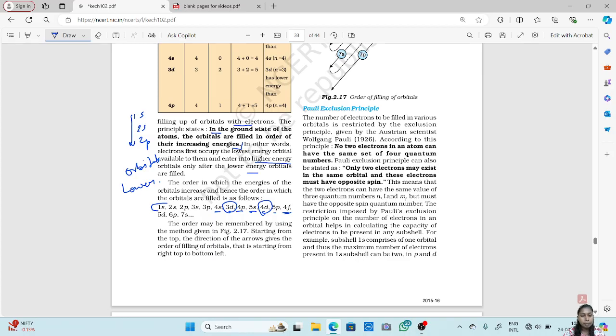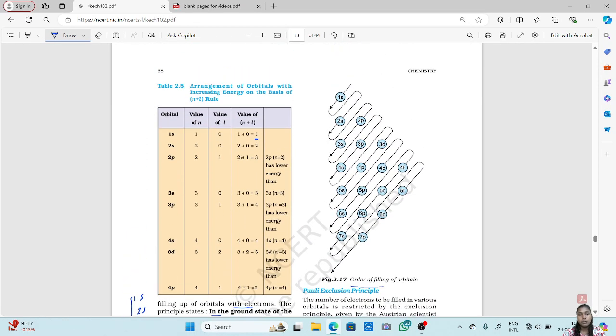Now the order may be remembered by using a method given here. For this order of filling, there is a method given here. I'll show you. Starting from the top, the direction of the arrows gives the order of filling orbitals, that is starting from the top right to the bottom left. This is how it is filled. The arrow indicates the filling up of the electrons. So it starts from 1s, goes to 2s, then 2p, 3s, then 3p, 4s, 3d, 4p, 5s, and so on.